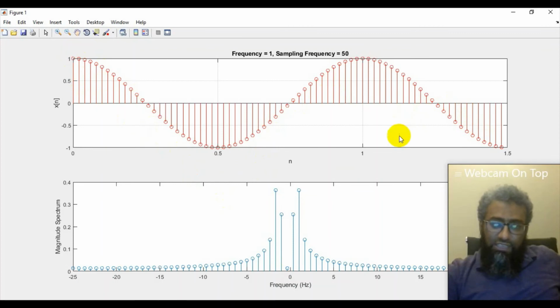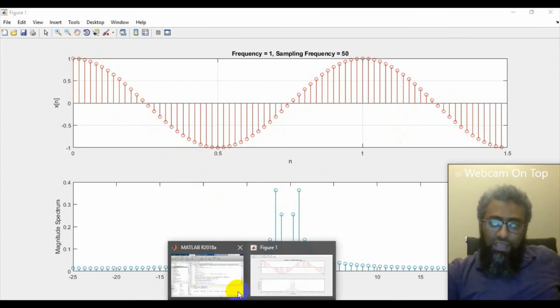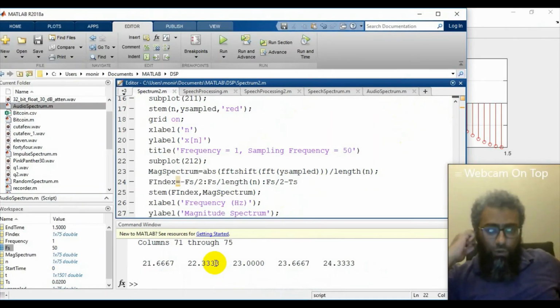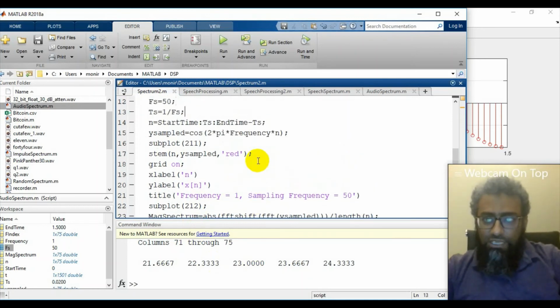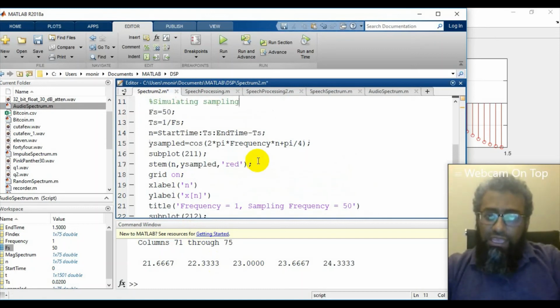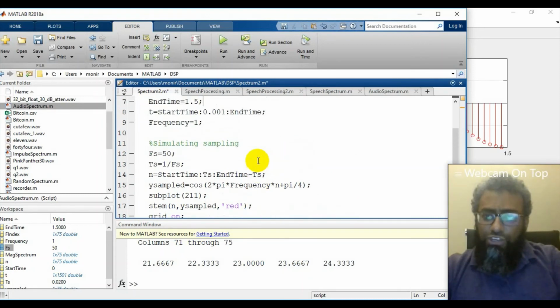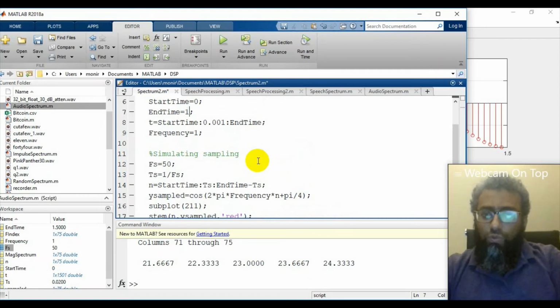अब मैं इस signal को दोबारा लेता हूं. And now I will change the phase angle of the signal. I am making it plus pi by 4. And I am again changing the observation time to 1 second.